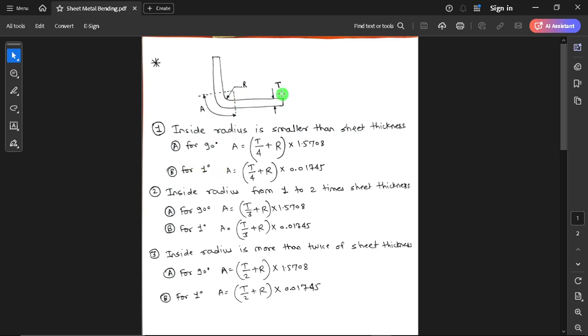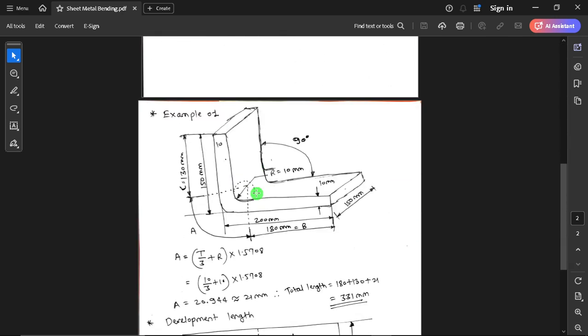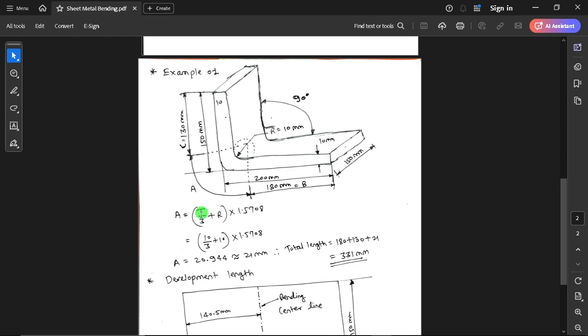For bends other than 90 degrees, what we have to do is calculate A for a 1 degree bend and multiply by the angle you have. If you are calculating for a 100-degree angle, calculate for 1 degree and then multiply by 100, and you will have that development length A. If the inside radius varies from 1 to 2 times the sheet thickness, if the sheet thickness is 10 mm and you have taken the inside radius as 20 mm, then you have to use this formula. Or if you take 10 mm inside radius also, then you have to use this formula, t by 3 plus r into 1.5708. In my example also, the sheet thickness is 10 mm and inside radius is 10 mm, so I took the formula A equals t by 3 plus r.